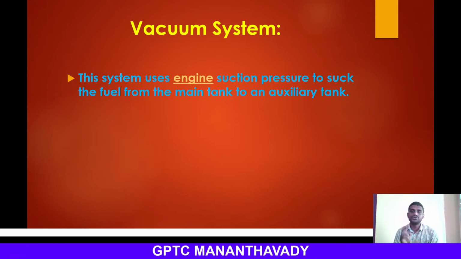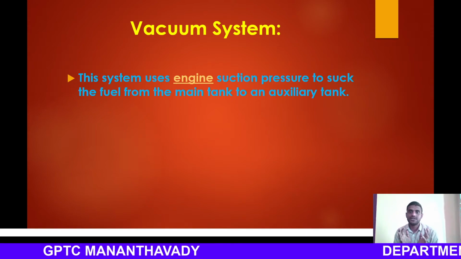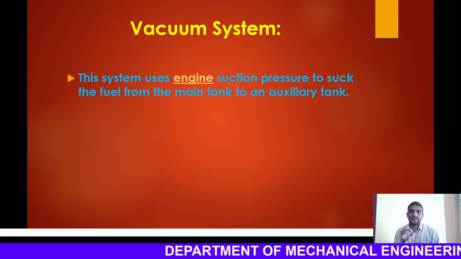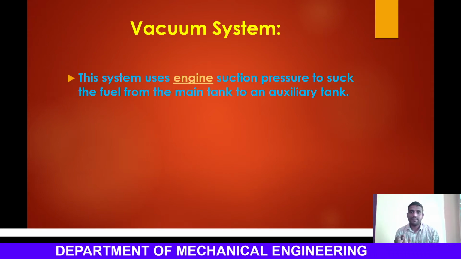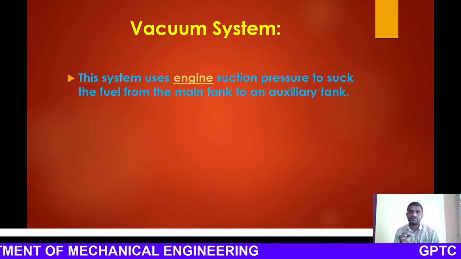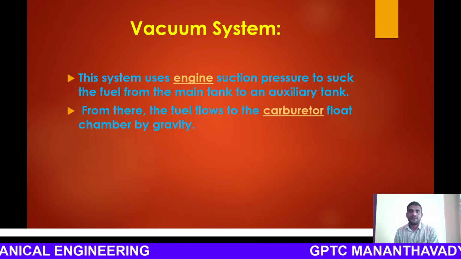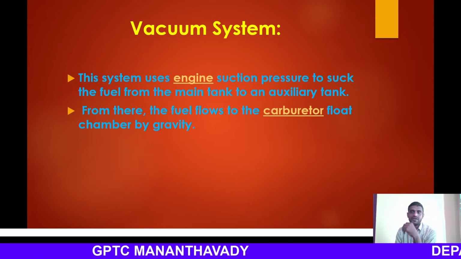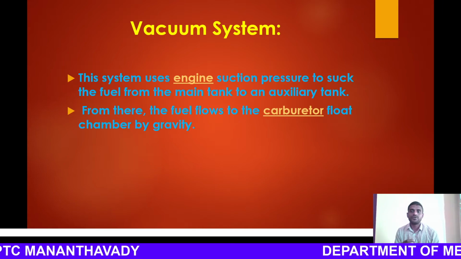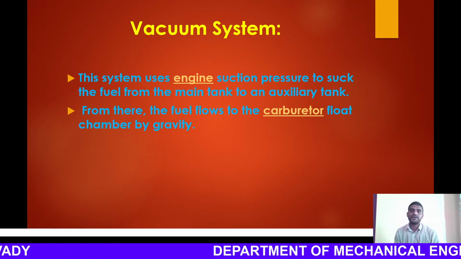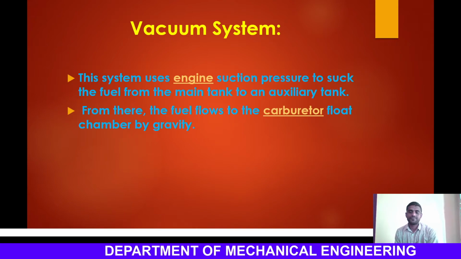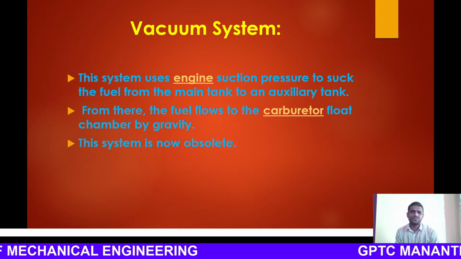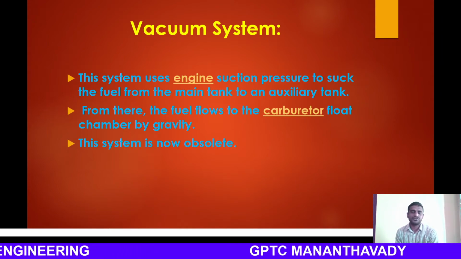So here we are using two tanks. There is a main tank which stores the fuel and there is an auxiliary tank nearby to the main tank. By means of this suction pressure or vacuum pressure, the fuel is delivered from the main tank to the auxiliary tank. And from this auxiliary tank, the fuel flows to the carburetor by means of gravity. This system is now obsolete. It's not used nowadays.